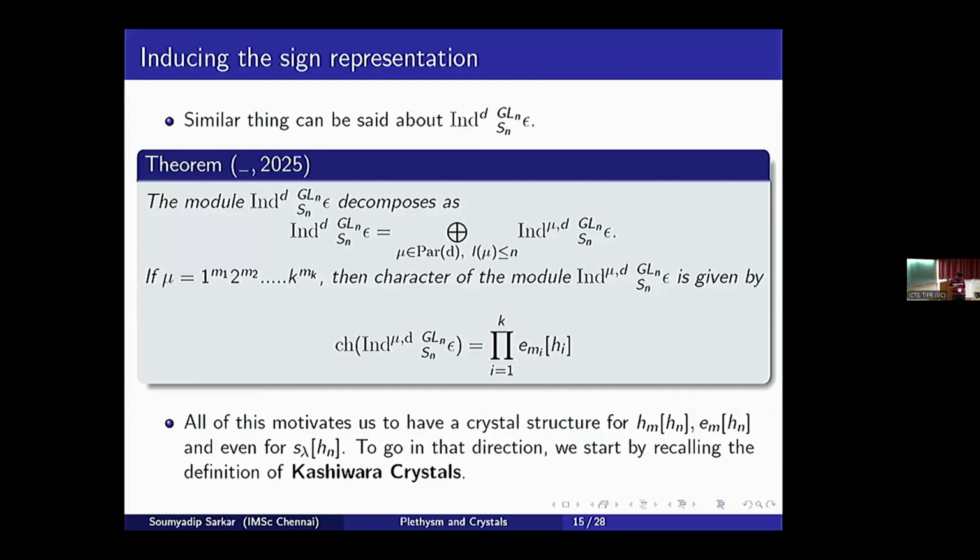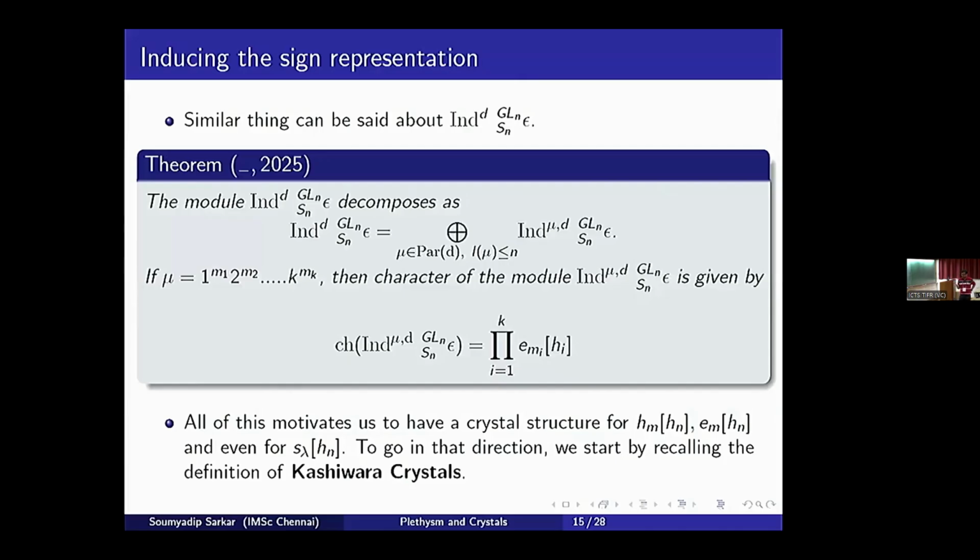So all of this motivates us to look for a crystal structure for these symmetric functions. So what do I mean by a crystal structure for symmetric functions? Can you give a Kashiwara crystal so that the highest weight vectors in that Kashiwara crystal exactly count the multiplicity of each Schur function?